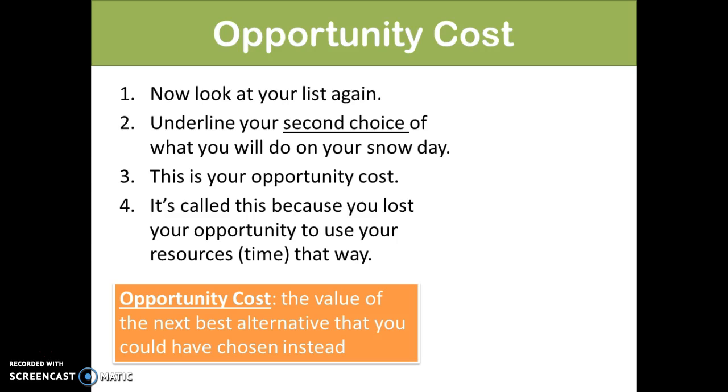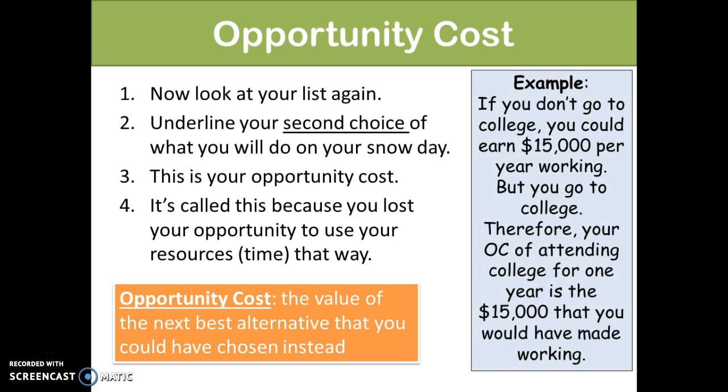So by not going into work, you gave up the money that you would have earned by working. Another example, if you don't go to college, you could earn $15,000 per year working, but you decide to go to college, therefore your opportunity cost of attending college for that year is $15,000 that you would have made working. So you've got two choices, go to college or work. If you go to college, you can't work. If you work, you can't go to college. You can only do one of them. You have to make a choice. So you choose to go to college, you give up the opportunity to work and make that money.